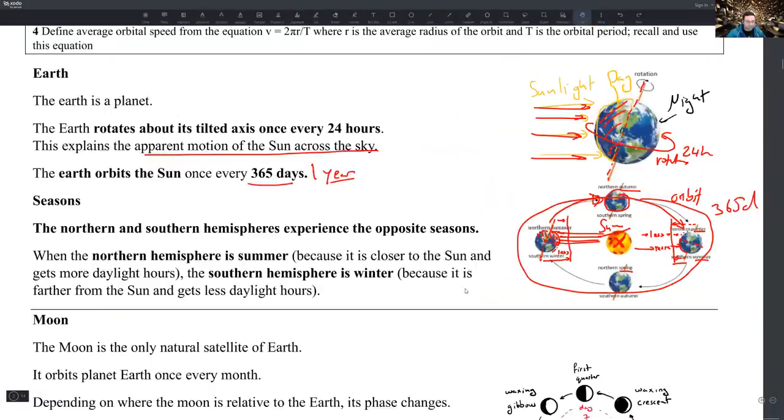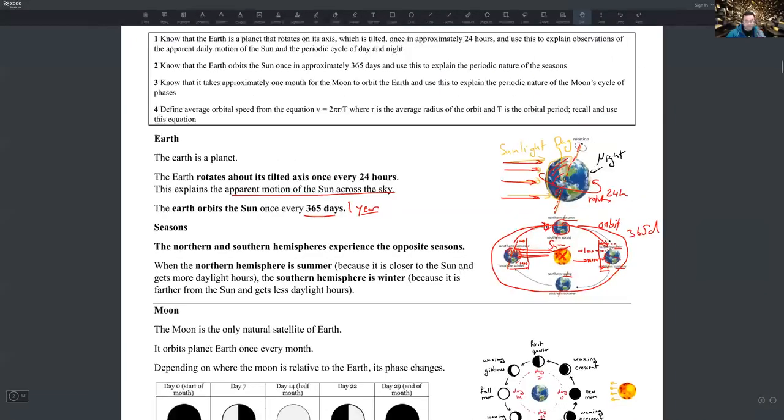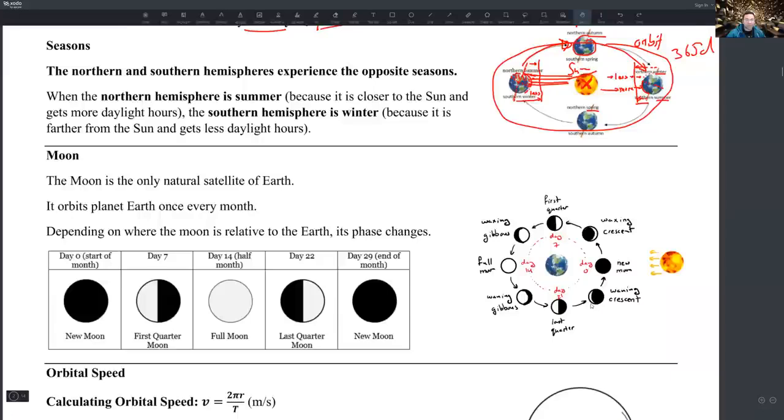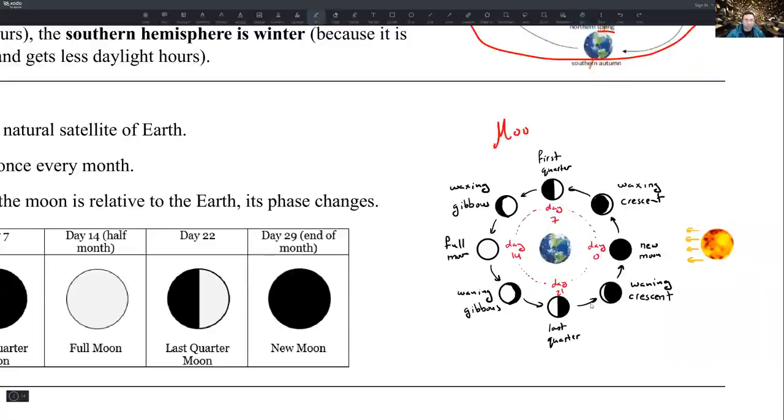Okay? Now I said there are three rotations to keep in mind. One is the Earth around itself. Second is the Earth orbiting the sun. And third is the moon that orbits Earth. Earth is the center of the orbit. For now, the moon orbits the Earth in a circular path.